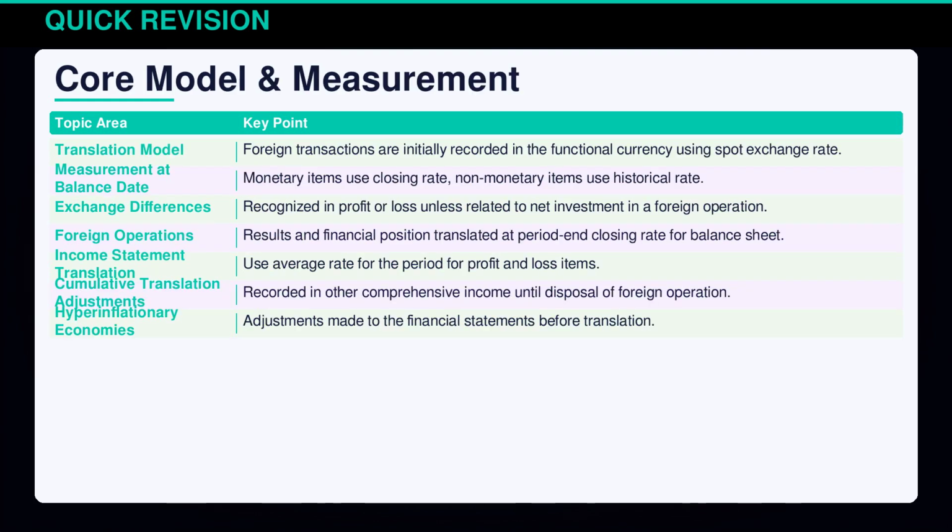Foreign currency transactions demand meticulous treatment under IAS 21. Start with recording in the functional currency using the spot exchange rate. Monetary items are measured at the closing rate, with non-monetary at historical rates. Exchange differences typically hit profit or loss, barring net investments in foreign operations. Translating foreign operations involves a closing rate for balance sheets. Income statements use average rates, ensuring consistency across periods.